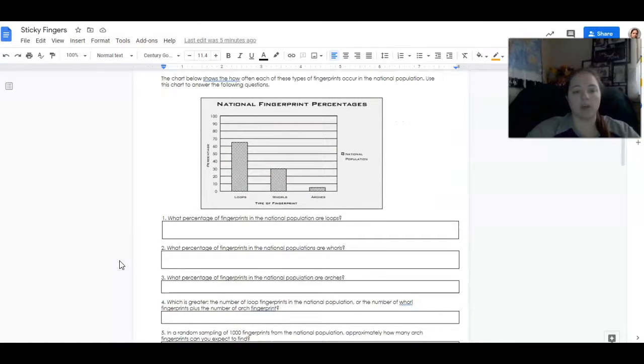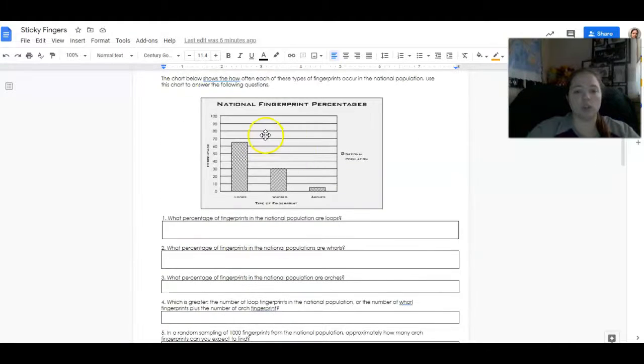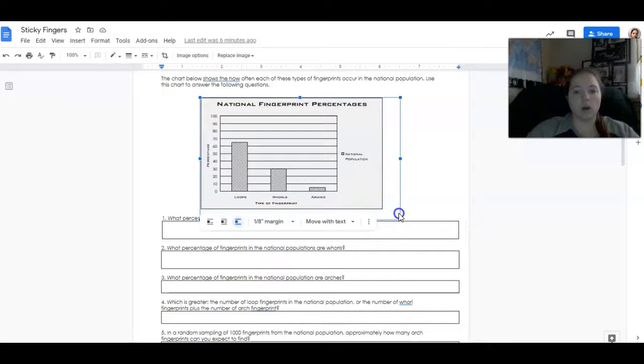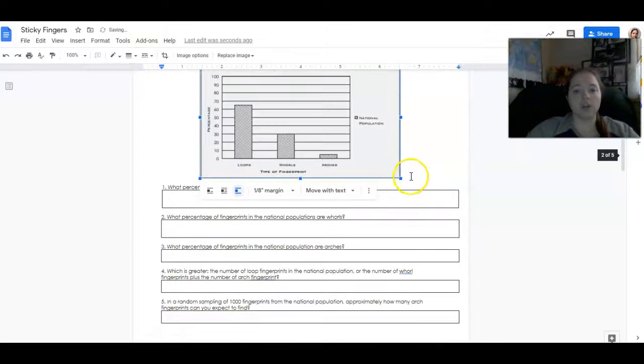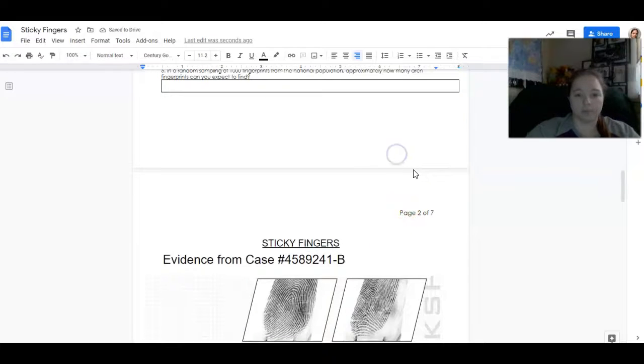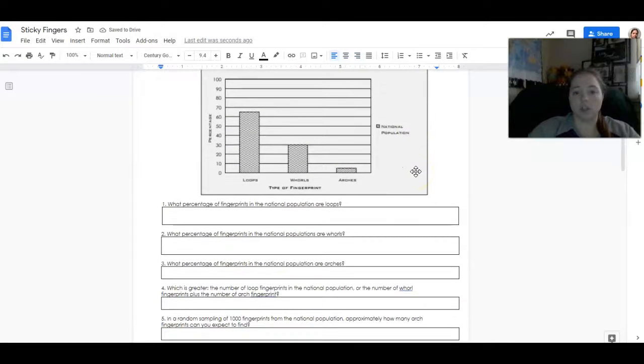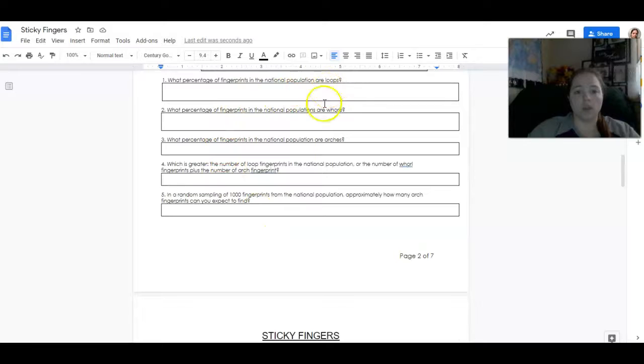Next thing you have, the questions. 1. What percentage of the fingerprints in the national population are loops? All you need to do is look at this right here. I'll try and enlarge it a little bit more. Another thing you could do is look back to the notes, because I'm pretty sure you wrote them down. Answer 1, 2, 3. 1 is loops, 2 is whirls, 3 is arches.